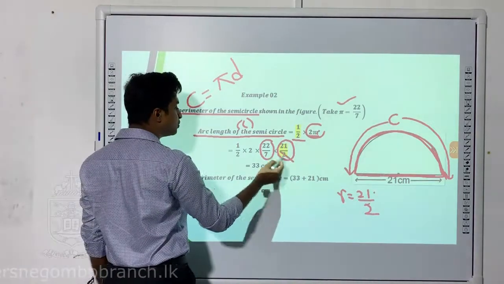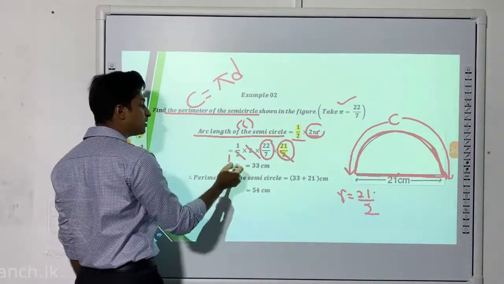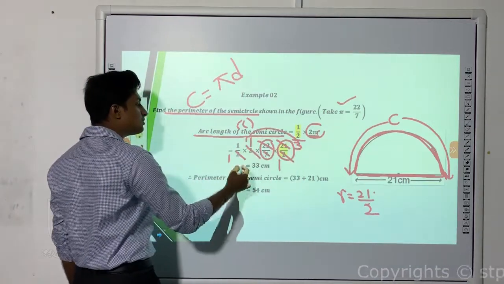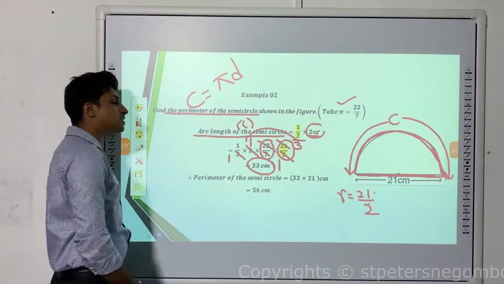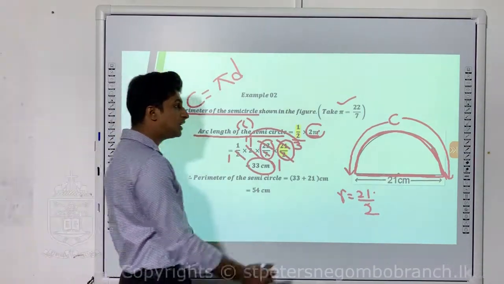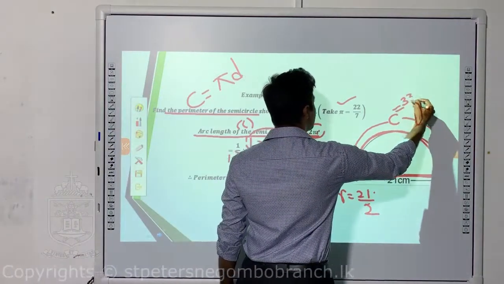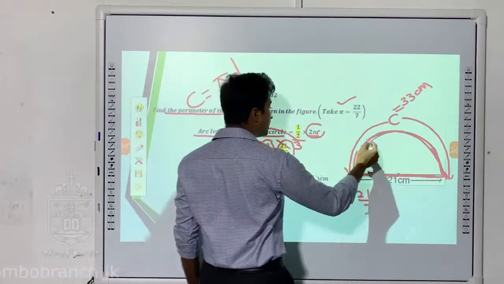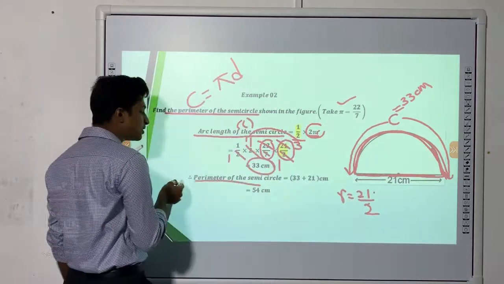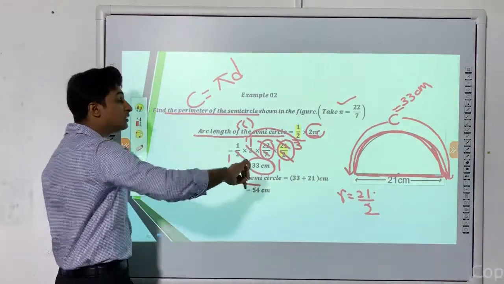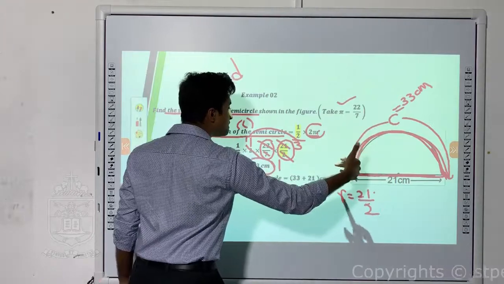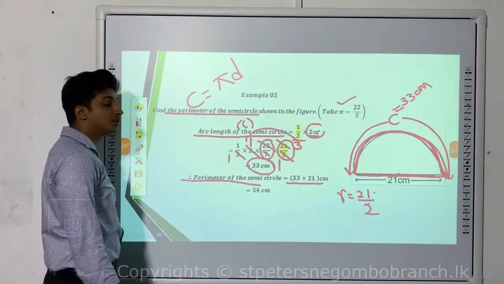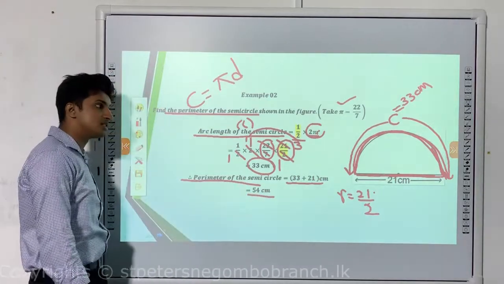Now when I simplify, 2 will cancel. 2 times 1, 2 times 11. 7 times 1, 7 times 3. So 3 times 11 will be 33 centimeters. That is going to be only the arc length, not the entire perimeter. 33 centimeters is only this arc length. So the whole perimeter of the semicircle is going to be the arc length 33 plus this straight line 21. That is going to be 33 plus 21, which is 54 centimeters.